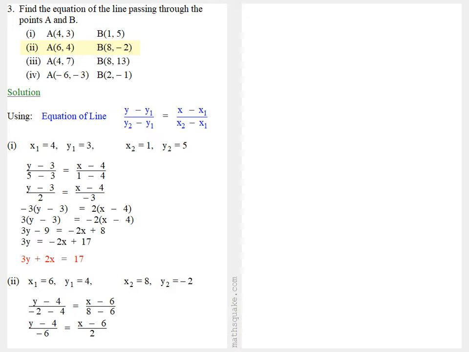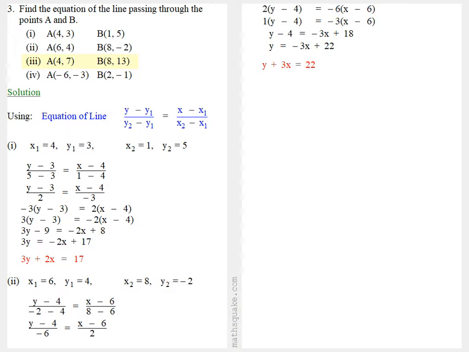If we cross multiply, that gives us 2 into y minus 4 equals -6 into x minus 6. We can divide all the way through by 2, so 1 into y minus 4 equals -3 into x minus 6. Expanding the brackets, y minus 4 equals -3x plus 18. So if we add 4 to both sides, we get y equals -3x plus 22, or we can write that as y plus 3x equals 22.